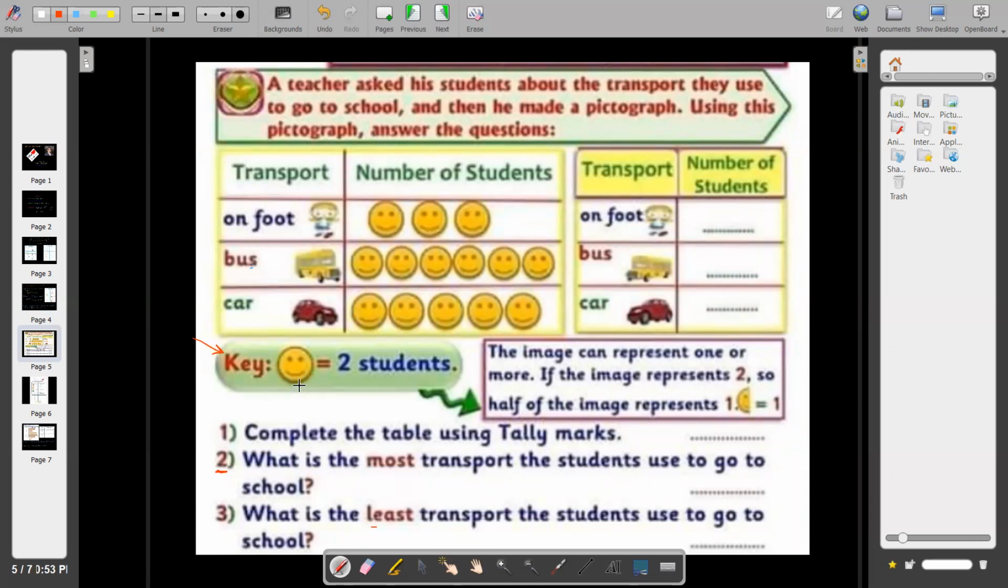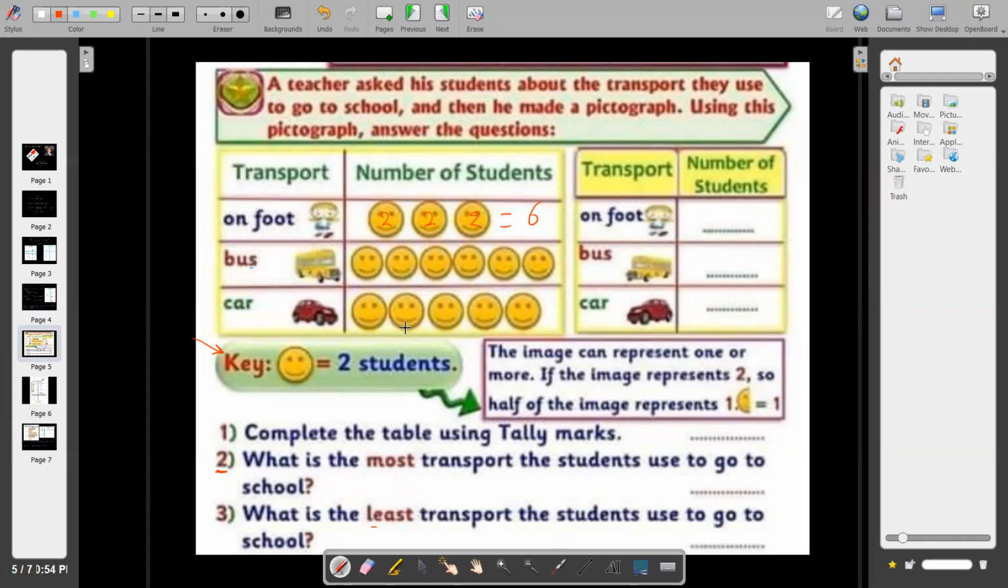First, look here: the face is equal to 2 students. It means every face here equals 2. For example, this is one face, this is 2, and this is 2, and this is 2. 2, 4, 6. So there are 6 children who go to school on foot. If here the image is just half a face, this means 1, because the full face is equal to 2 and half the face means 1 only.